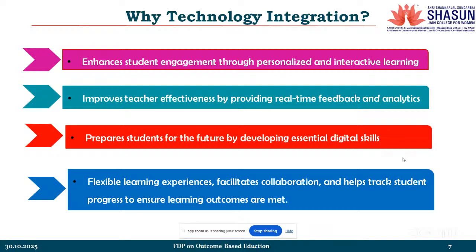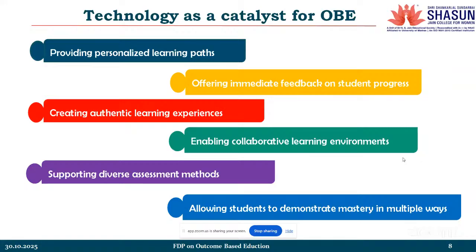And it promotes flexible learning experiences. It facilitates collaborative working. I can give a particular job and ask the students to do teamwork. That is a collaboration. And it helps track students' progression to ensure learning outcomes are met. So these are the key points. Why do we need technology integration in outcome based education? And how is technology going to benefit me for this OBE.